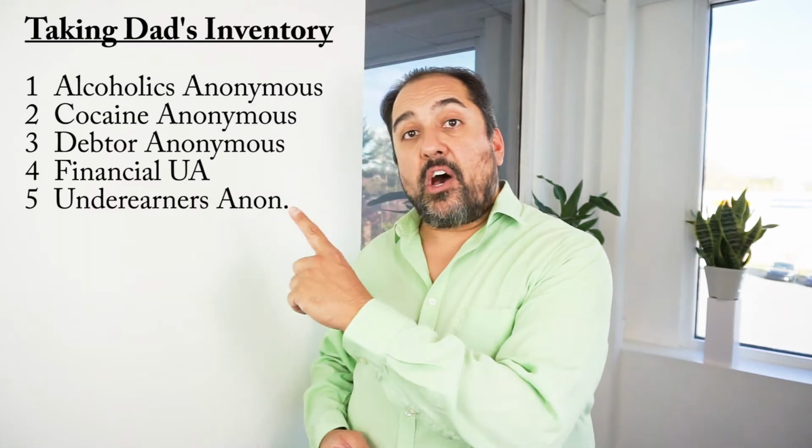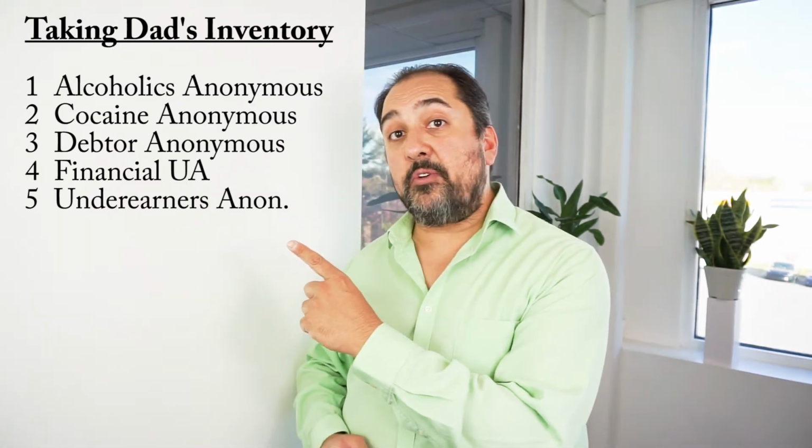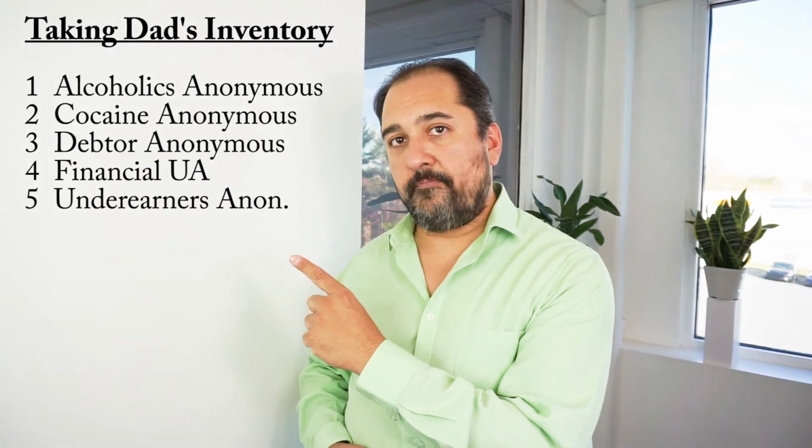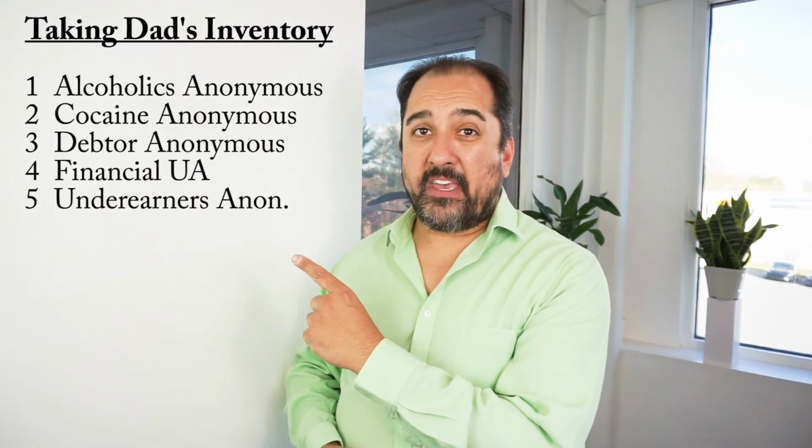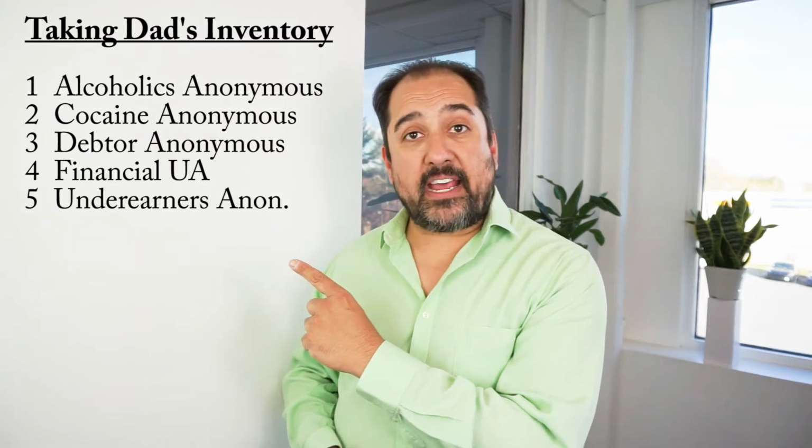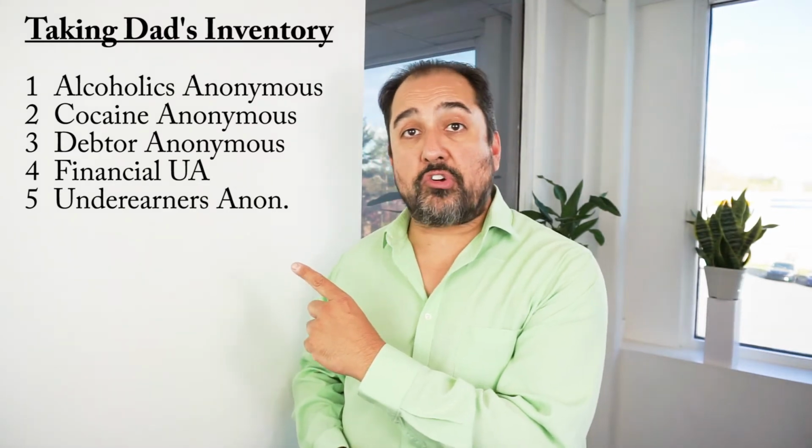So you chat with this newcomer, and in talking to your father, you can tell that he probably needs a couple of different programs, that maybe one recovery program is not going to be enough because maybe he has a couple of different issues. So what I want you to do is think about taking your father's inventory, but in a positive way. You would make a list of all the different 12-step fellowships you believe your father qualifies for. He might have a drinking problem. He might have a cocaine problem. He might have a debting problem or a financial under-earning problem.